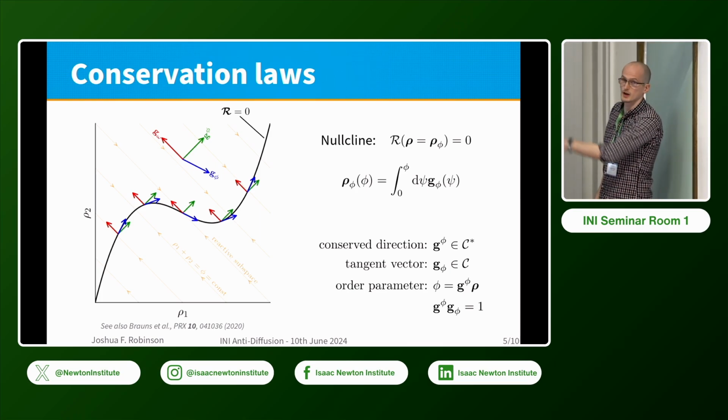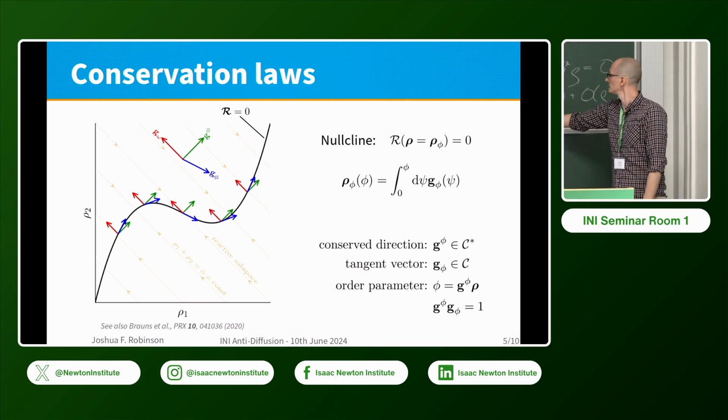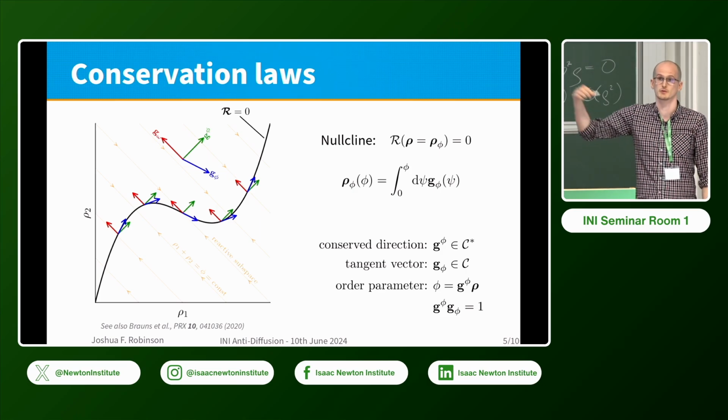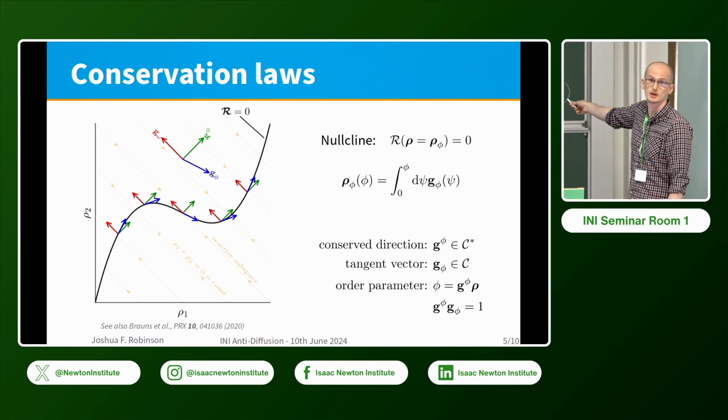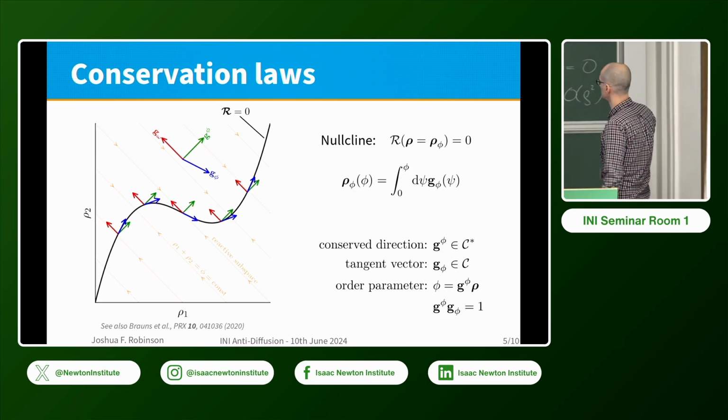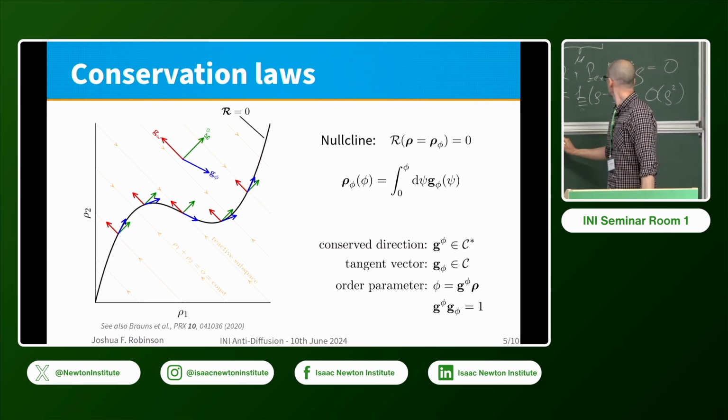If we're close to the null line, then I can expand linearly around this curvilinear geometry. So I have linear coefficients. These depend on where I am in the null line, so it's nonlinear in phi, but overall it's linear in rho. This gives me the solution.